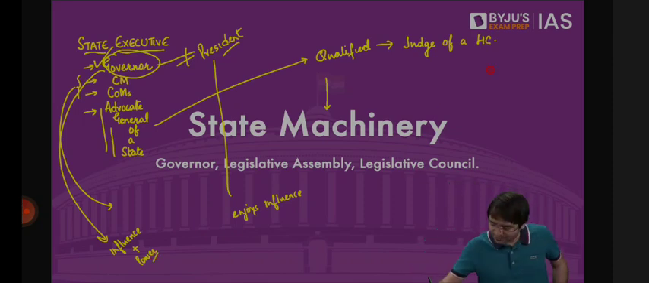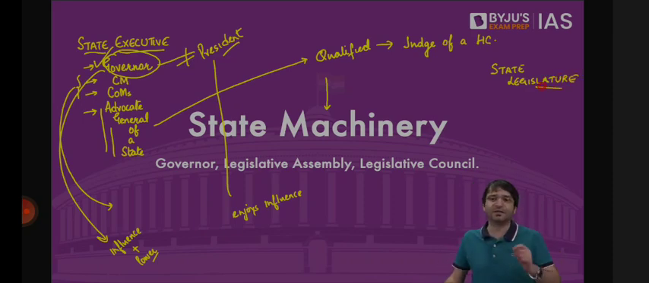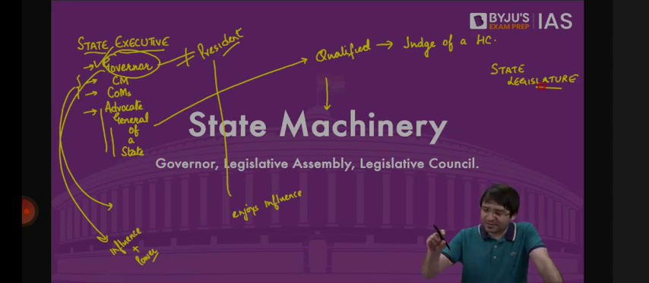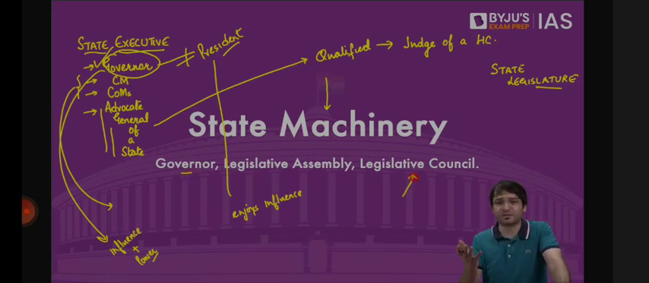But when it comes to state legislature, union legislature, parliament consists of, Article 79 says, the parliament consists of president, Rajya Sabha and Lok Sabha. Done? In a similar fashion, the state assembly or the state legislature consists of governor, legislative councils where they are present, and we will discuss which are these states where they are present, and the legislative assembly.